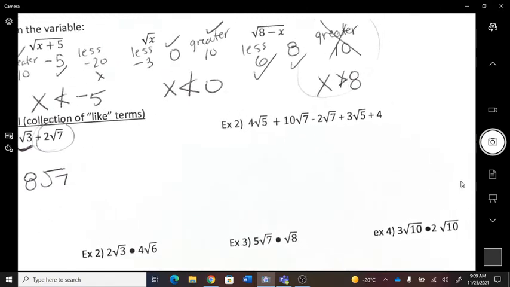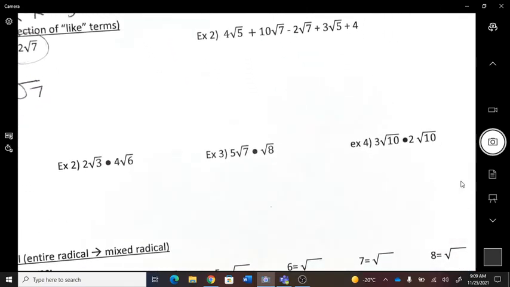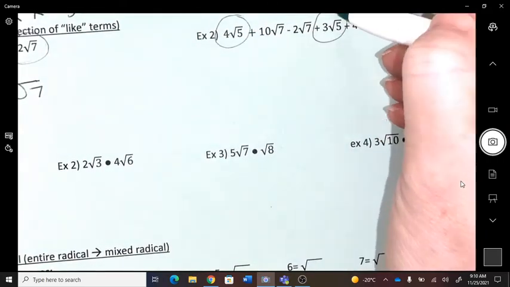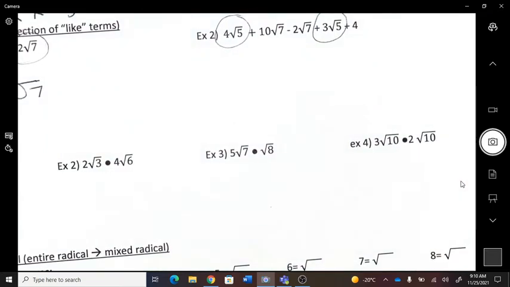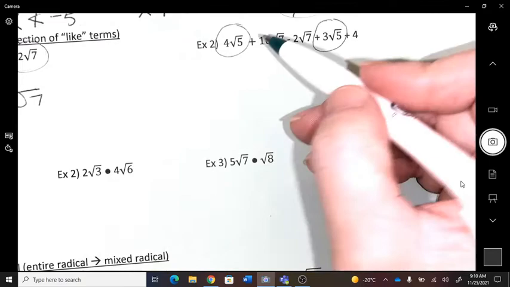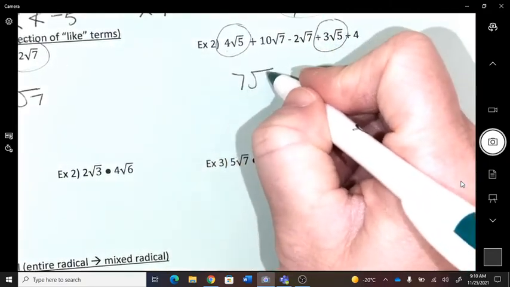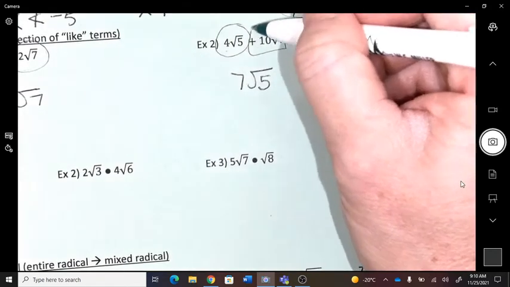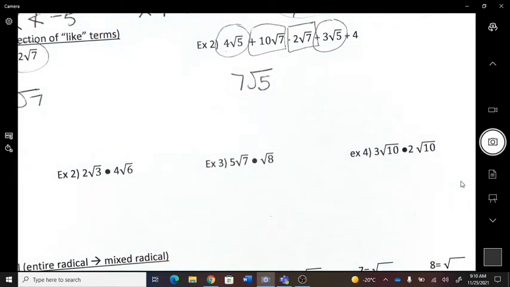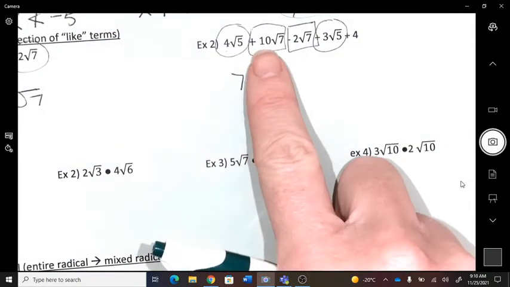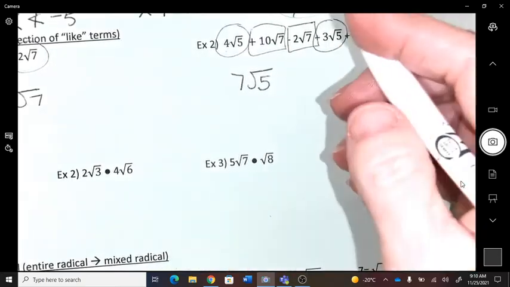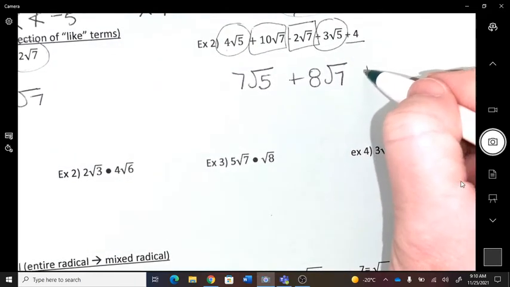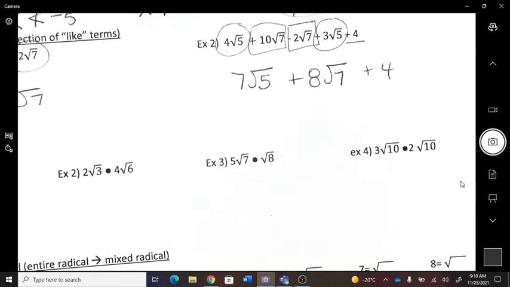Okay, number 2. Do you see anything that's similar that you could group together? This has a root 5 in it, and this has a root 5 in it. So how many root 5's do I have altogether? 4 plus 3 is 7 of them. Then I have this term that has a root 7, and this term has a root 7. So 10 root 7's, subtract 2 root 7's, makes 8 root 7's. And then a plus 4, because it doesn't go with anything.